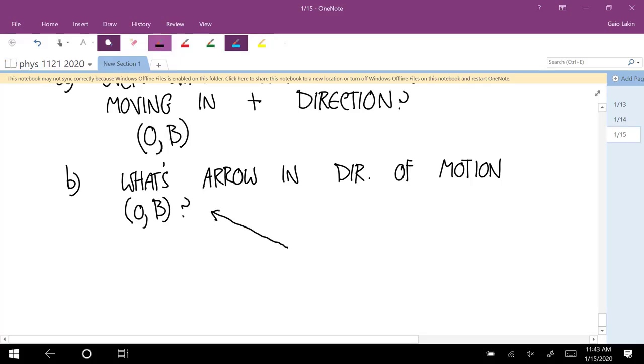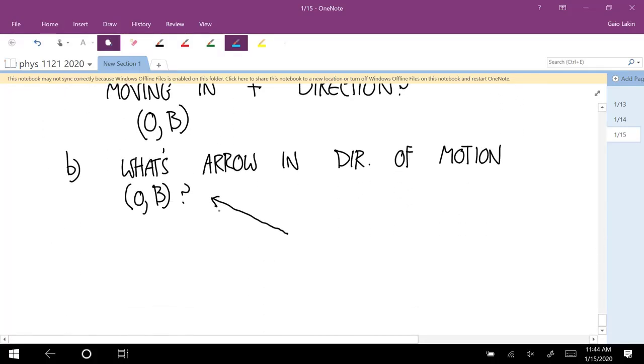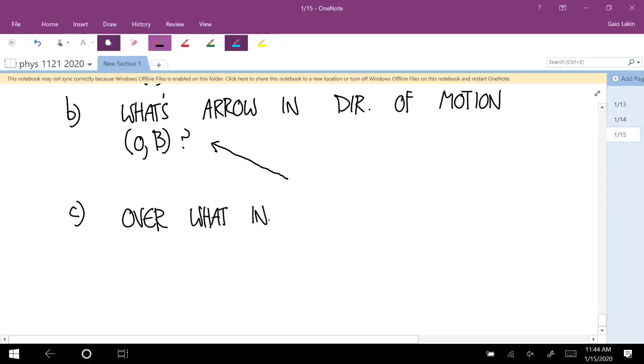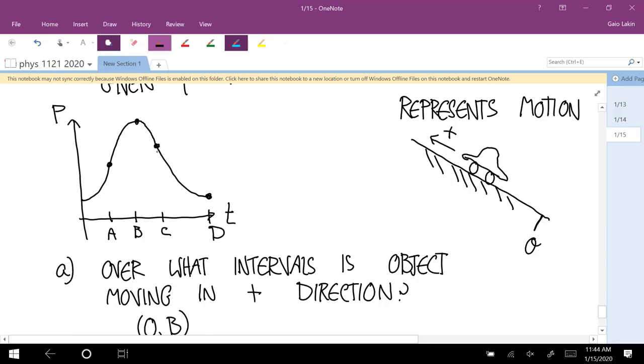And now, over what intervals... so I'm not going to write down the questions about when it's moving in the negative direction, but that's just going to be from B to D and on. So during that interval from B to D, it's moving in the negative direction. What's an arrow in the direction of that motion? Yeah, it's going to be just opposite the positive direction.